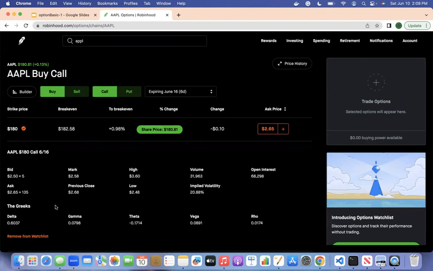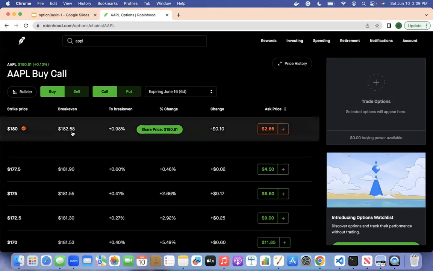But you look at the Greek here, right? Delta is not close to 1, right? It is close to 0.5. The delta is 0.6, so basically it is kind of an at-the-money delta, not good for a call, right?